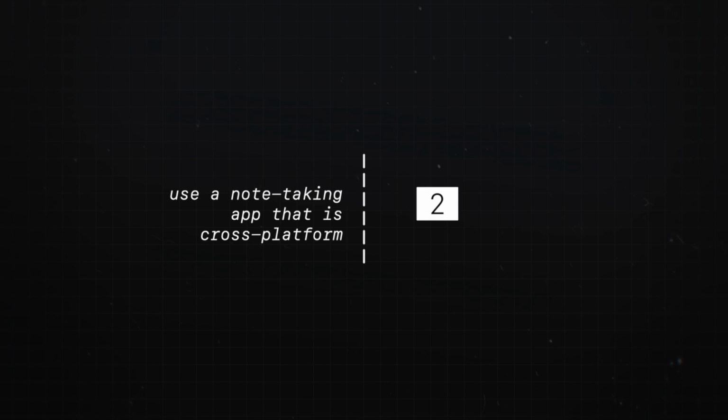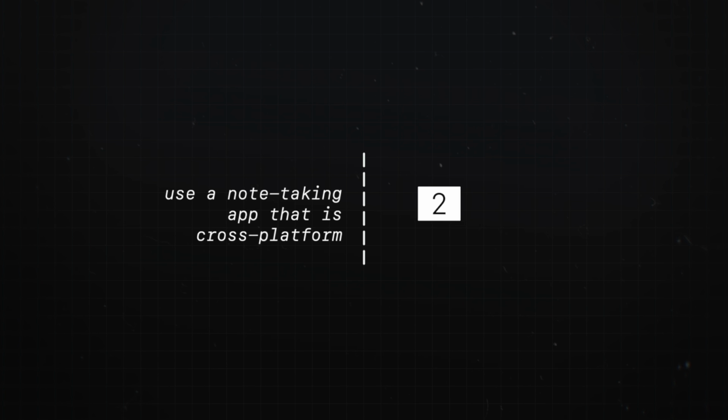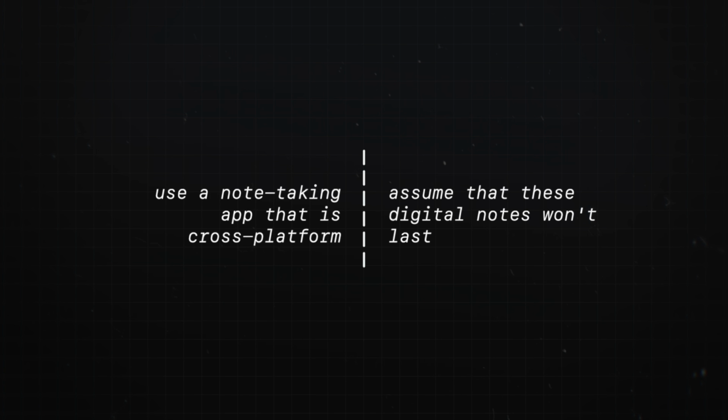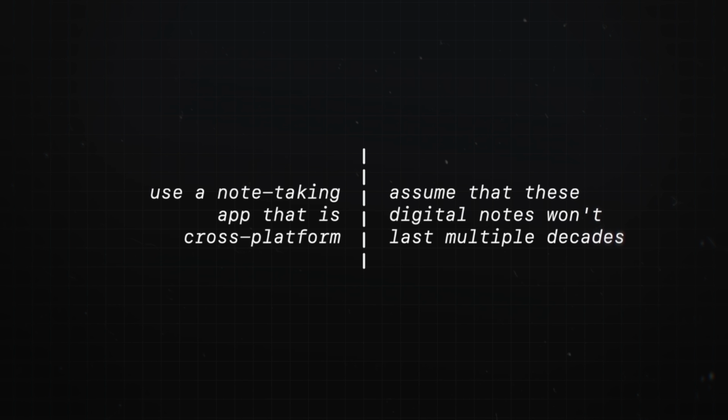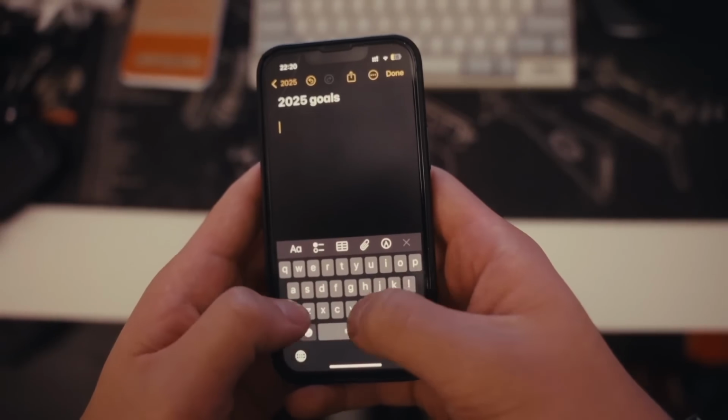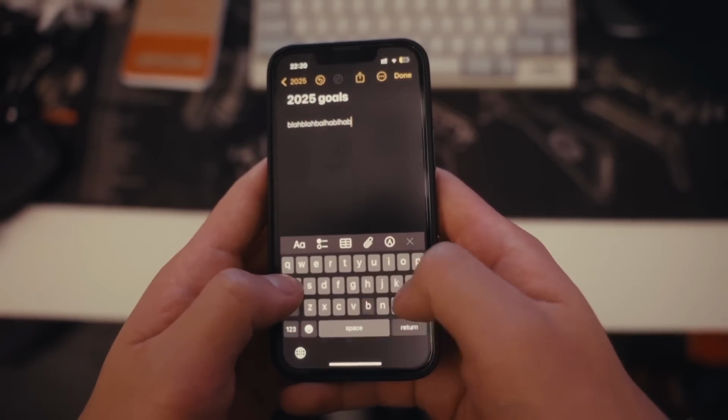So there's two things that I do to sort of combat this. First, I use a note-taking app that is cross-platform. So if I switch devices, it's more likely that I can continue to access my notes. And two, I assume that these digital notes won't last multiple decades. In the past, when I've tried journaling on my phone or on my computer, I found that I actually never go back and read my old entries.